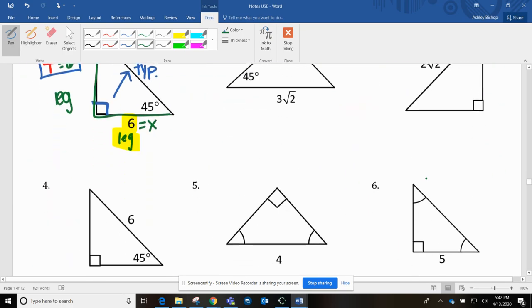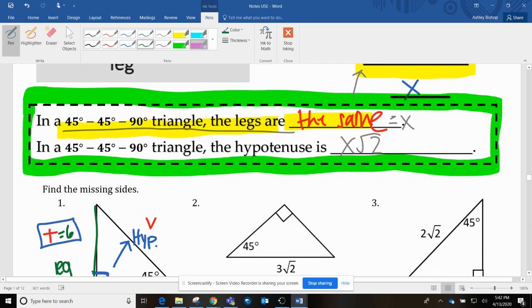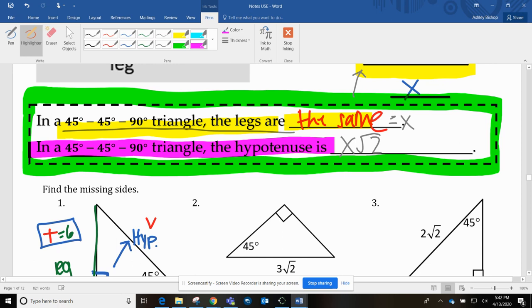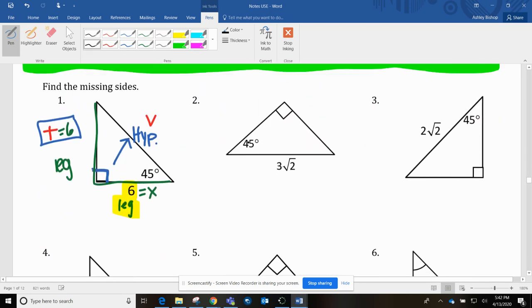Here we go. Sorry. So the rule for the hypotenuse in any 45, 45, 90 degree triangle is that the hypotenuse is whatever x is times the square root of 2. Did we find what x was? Yes, x is equal to 6. So we take whatever x is equal to and multiply it by the square root of 2. So this is equal to x times the square root of 2.